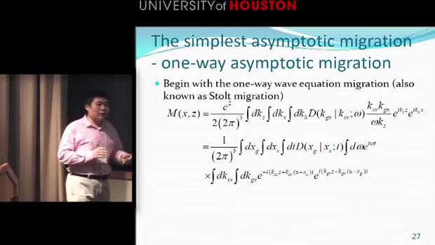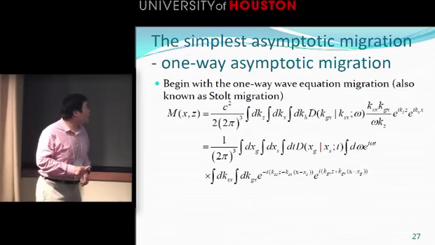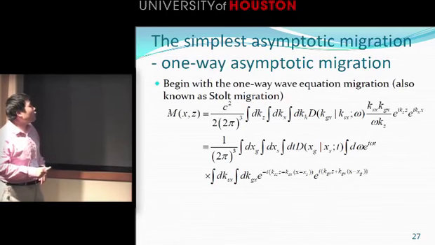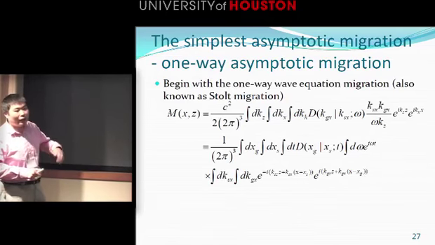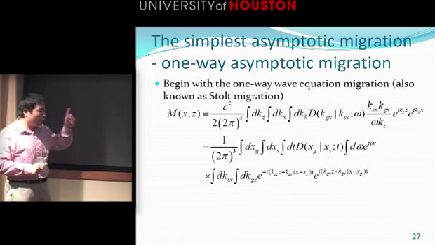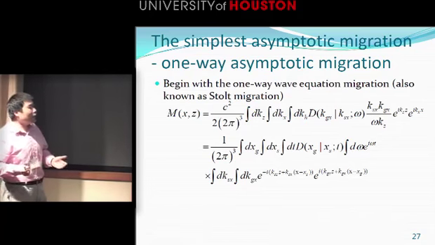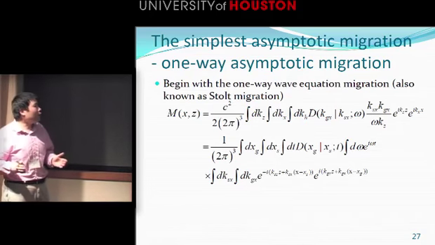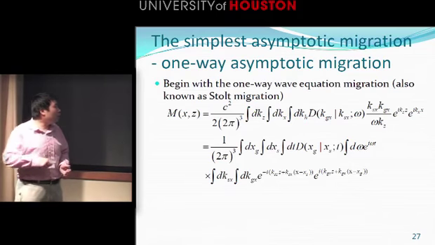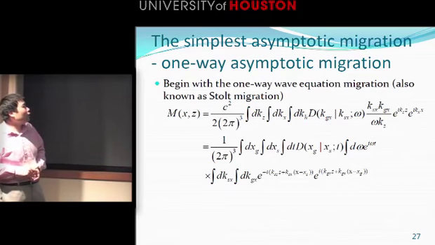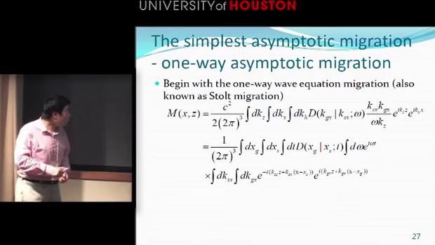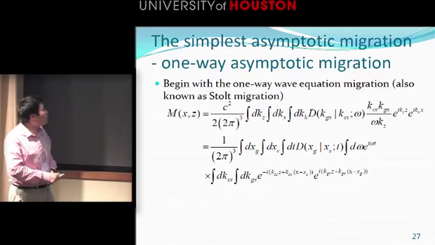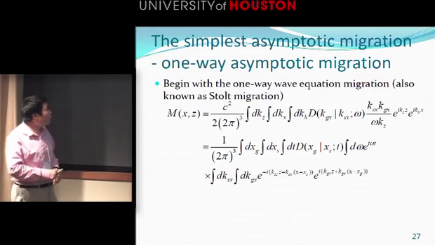We want the comparison to be fair, so we started from the one-way wave equation migration scheme we got in previous slides, and we want to add some approximation, asymptotic approximation, into that to get the asymptotic version of the migration. Here we started from this, also called the Stolt migration formula, just in I think 2 or 3 slides before.